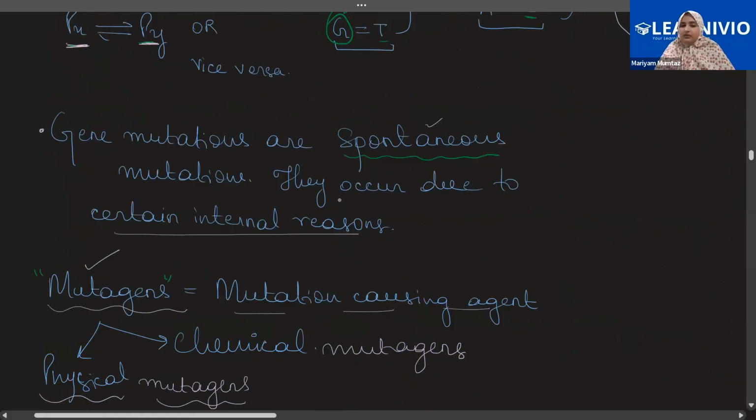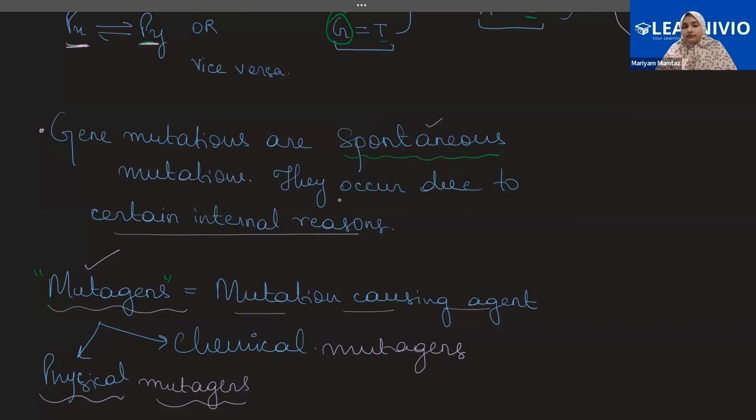Now, gene mutations are spontaneous. Spontaneous, you understand? Not continuous. Continuous means they are happening non-stop, whereas spontaneous means they happen suddenly. No one knows the reason why. It just happens spontaneously, just like how we make plans spontaneously. So gene mutations are spontaneous mutations.